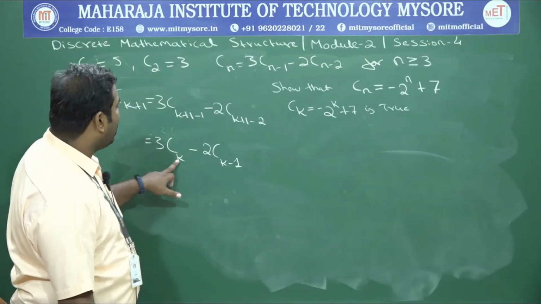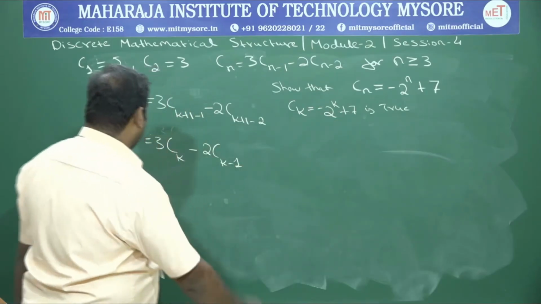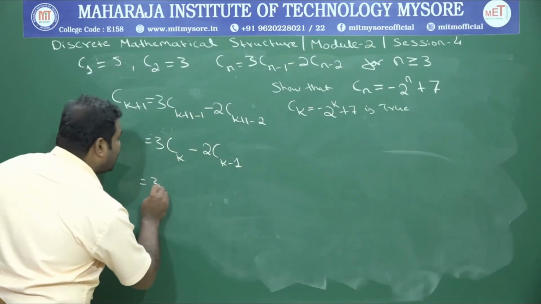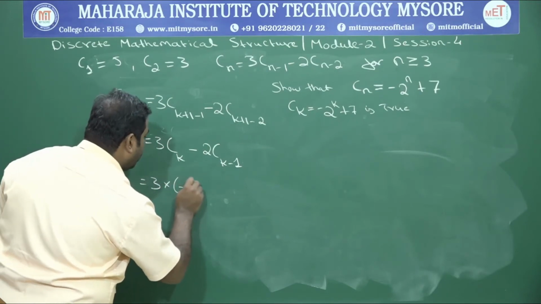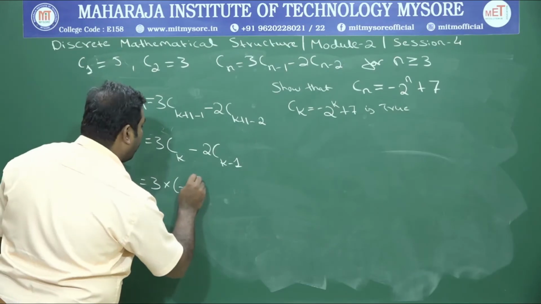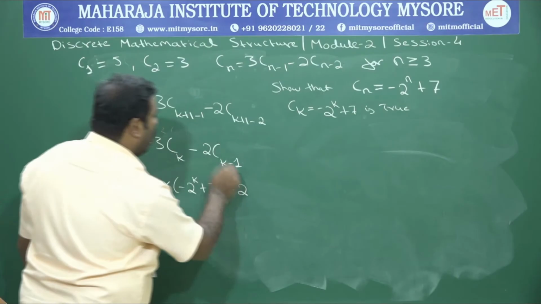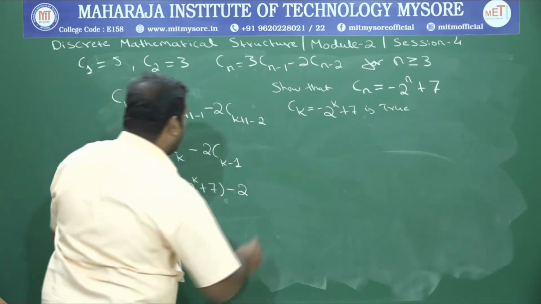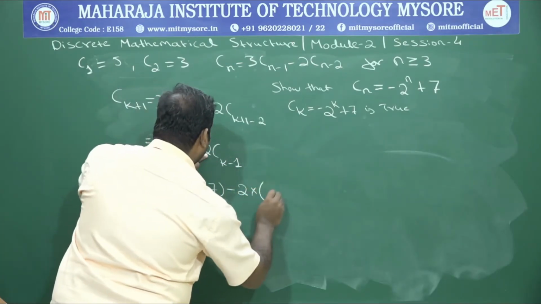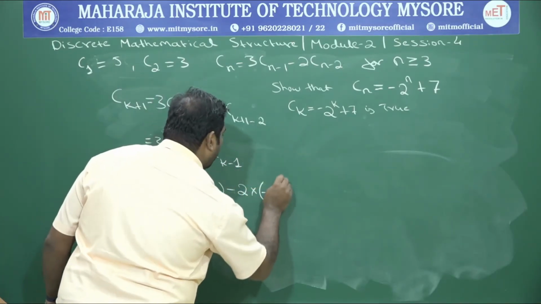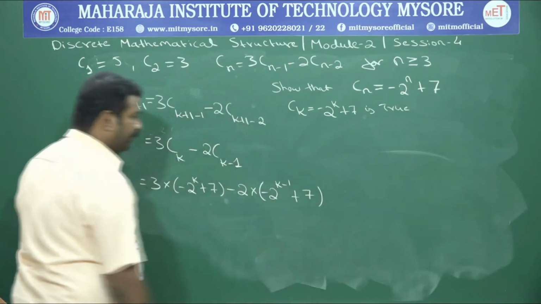Now what is C(k)? I know that C(k) is minus 2 to the power of k plus 7. Hence I am going to replace this as 3 into minus 2 to the power of k plus 7, minus 2 into what is C(k-1)? I am just going to replace this with k-1 as 2 multiplied with minus 2 to the power of k-1 plus 7.